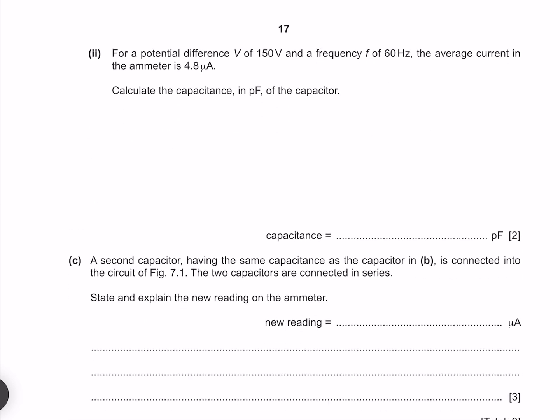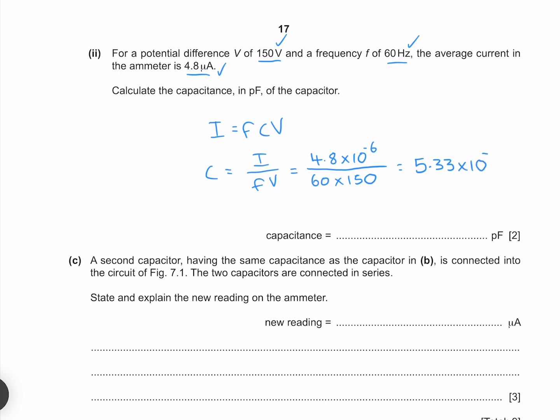For a potential difference of 150 volts and a frequency of 60 Hz, the average current in the ammeter is 4.8 microamps. Calculate the capacitance in picofarads of the capacitor. We know from earlier that I is equal to fCV, solving that for capacitance by dividing both sides by fV. We know our current, we know our frequency, and we know our voltage, where micro is times 10 to the minus 6. Which gives me 5.33 times 10 to the minus 10 farads, which because pico is times 10 to the minus 12, to write this in picofarads, we need to move our decimal point 2 places, giving me 533.